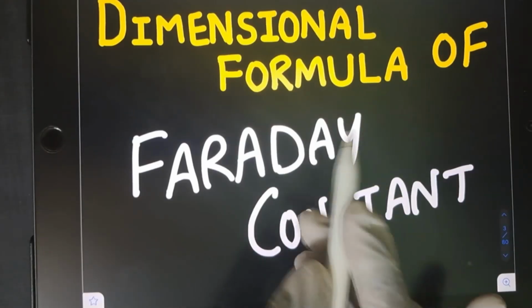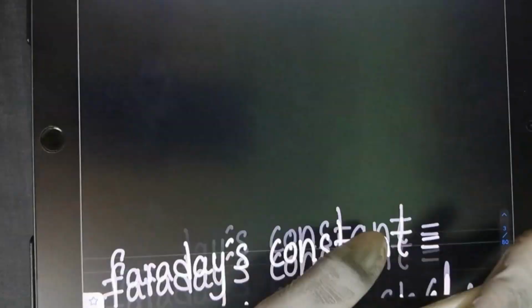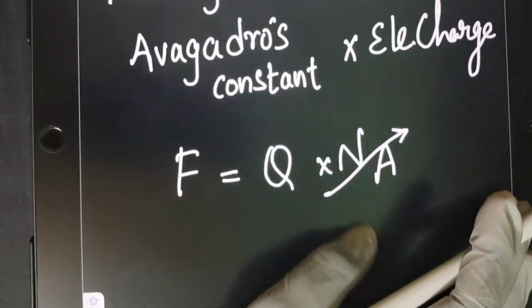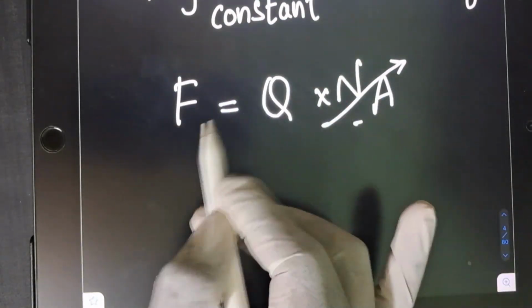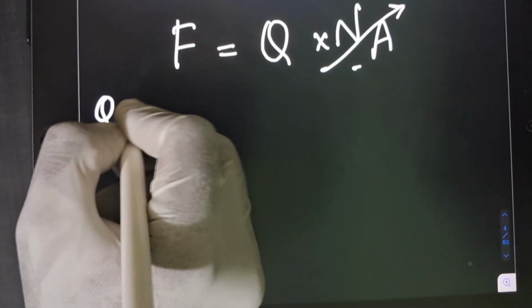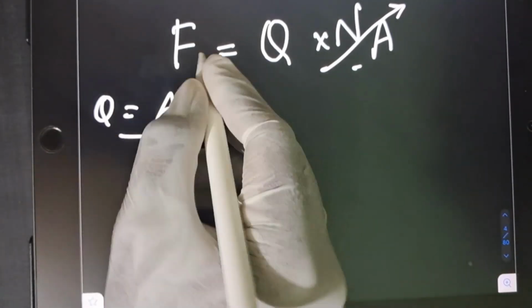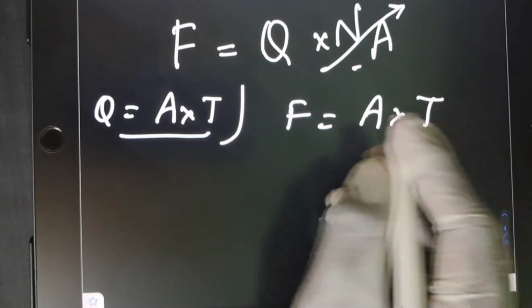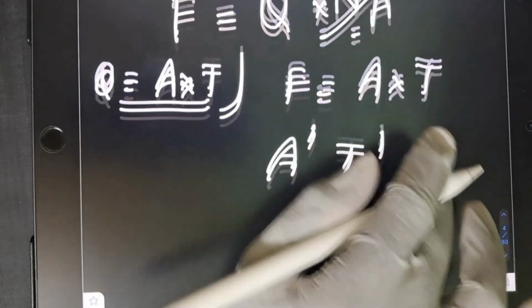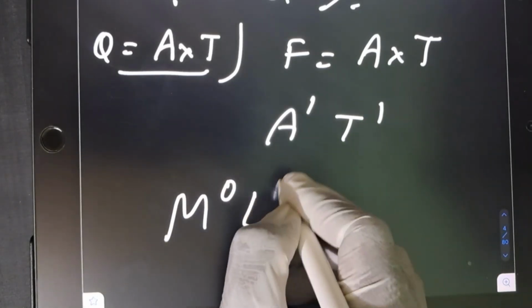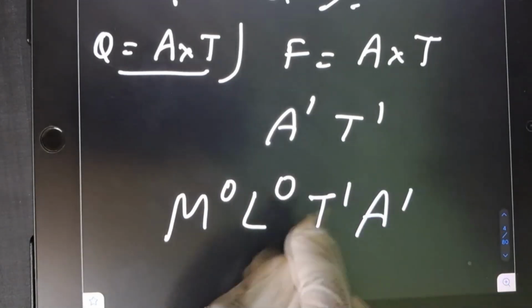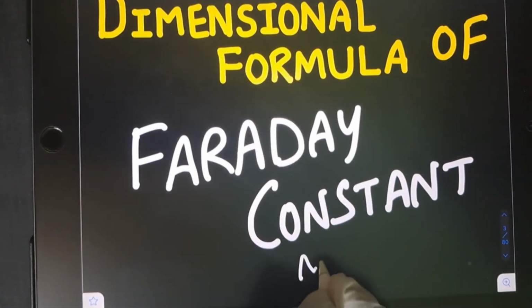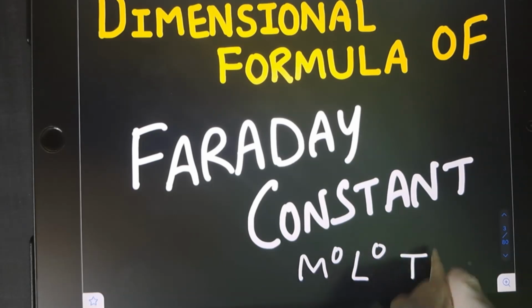To find the dimensional formula of Faraday constant, it is Avogadro's constant times electric charge. Avogadro's constant is dimensionless. There is no dimension of a constant, so it is 0. F is equal to Q. Q means charge. Charge is equal to current times time. So F is equal to A^1 T^1. So the dimension is M^0 L^0 T^1 A^1. The dimensional formula of Faraday constant is M^0 L^0 T^1 A^1.